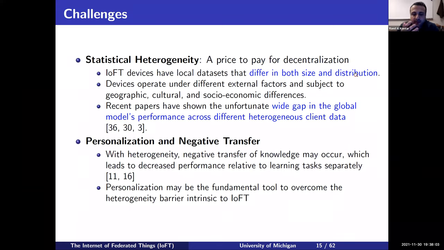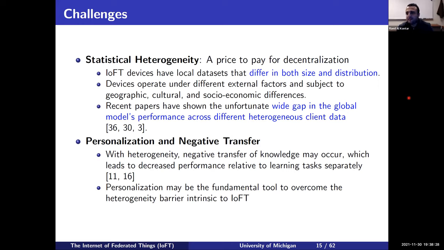So what are the challenges of IoFT? One of the key challenges is statistical heterogeneity. This is a fundamental challenge, and as I mentioned here, it is a price to pay for decentralization. Devices in IoFT are heterogeneous in the data that they collect. They can be heterogeneous both in the amount of data that they collect and in its distribution.